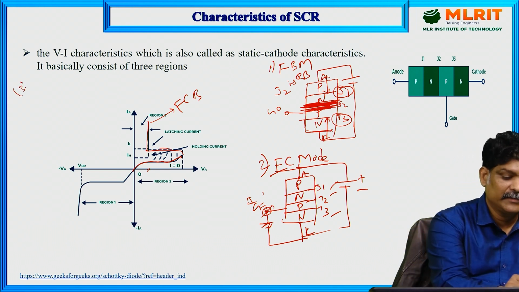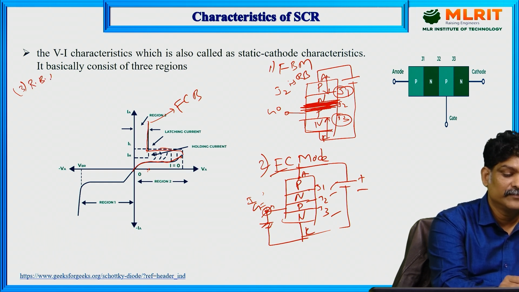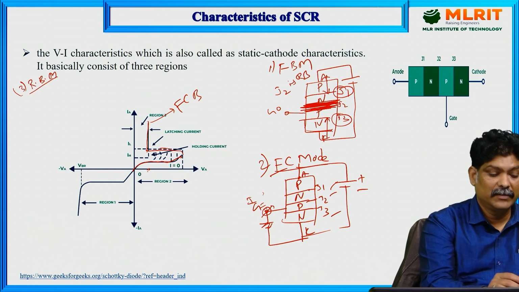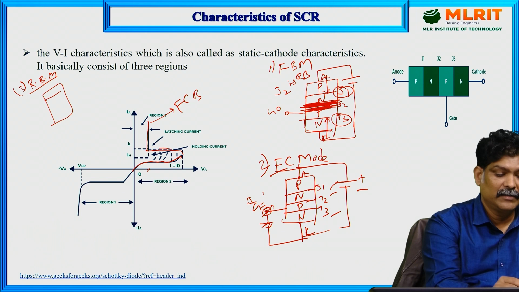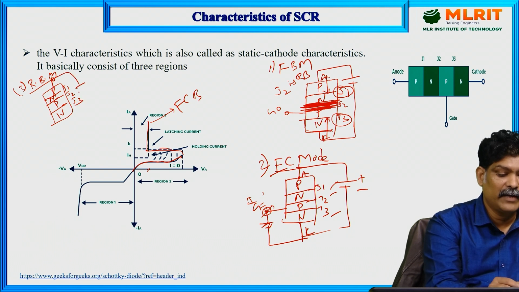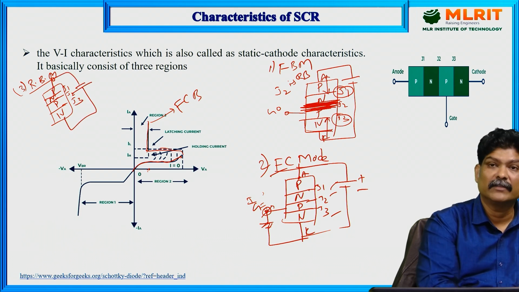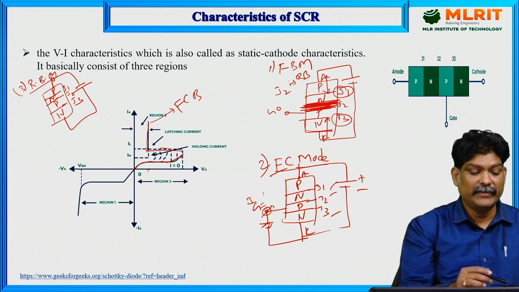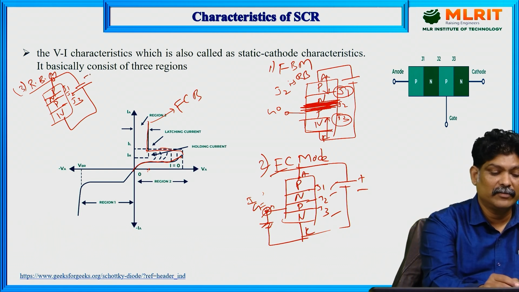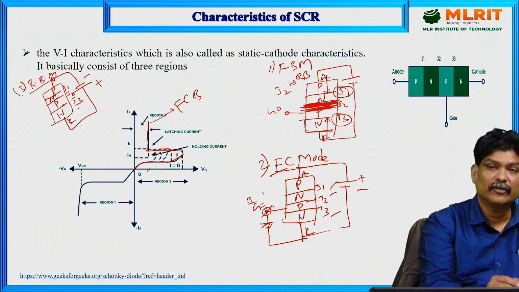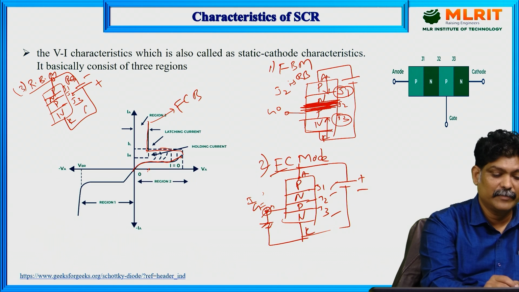Now the third case is reverse blocking mode. What is reverse blocking mode? PNPN, junction 1, junction 2, junction 3. So the anode is reverse biased. The anode is connected to negative and the cathode is connected to positive. Obviously reverse biased.